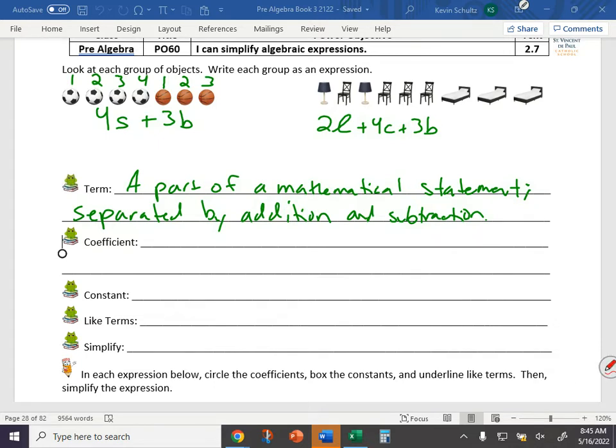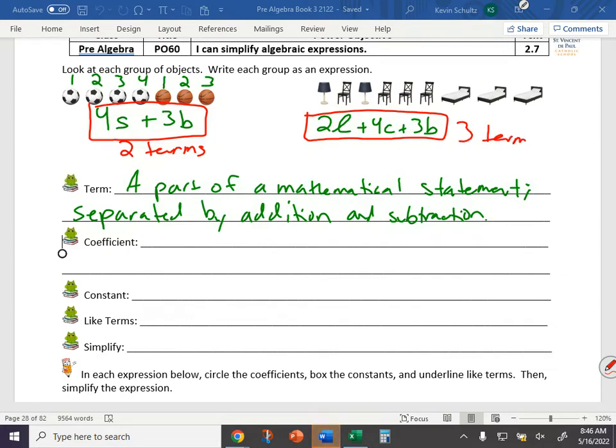So, in our first expression with the soccer balls and the basketballs, Jeffrey, how many terms are in this mathematical statement here? 2. Okay? It has 2 terms. That addition sign separates one term from another. It separates the 4s from the 3b. How many terms do we have in this expression here? 3 terms, right? We have the 2L, we have the 4C, and we have the 3B. Okay? So each one is part of that mathematical statement, and they are separated by addition and subtraction.